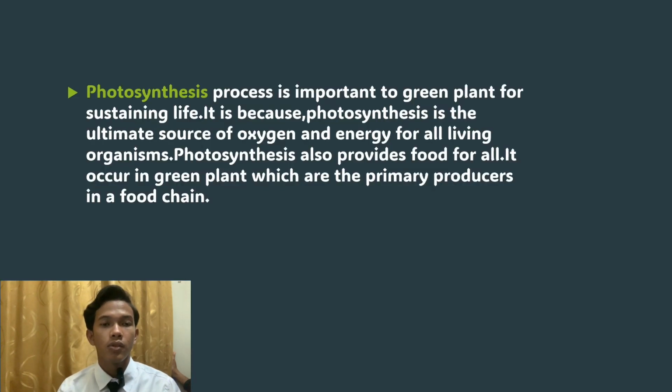As a conclusion, the photosynthesis process is the most important process for green plants for sustaining life. It is because photosynthesis is the ultimate source of oxygen and energy for all living organisms. Photosynthesis also provides food for all. It occurs in green plants, which are the primary producers in a food chain.